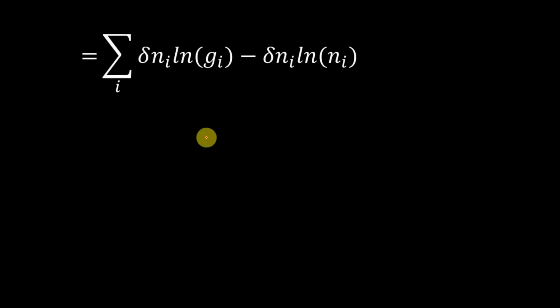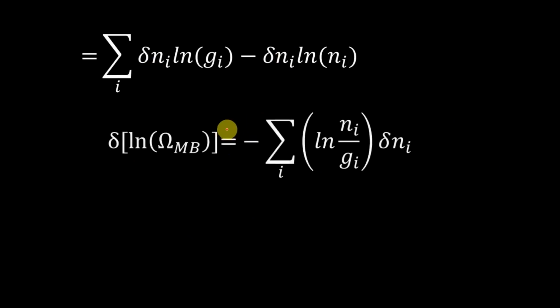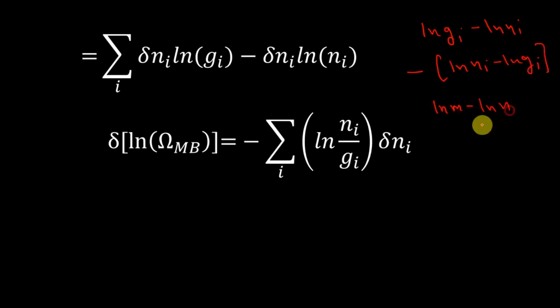Now we have this. Now we will take this dni common. Now inside we are left with log of gi minus log of ni. Now we will take a minus sign common and we have log of ni minus log of gi, and we will apply log of m minus log of n is equal to log of m divided by n. So in here we have this dni common, log of ni divided by gi with a minus sign outside. So this is what we get after applying this derivative.